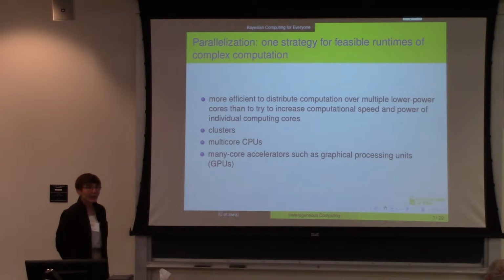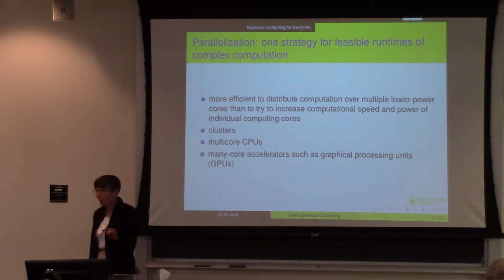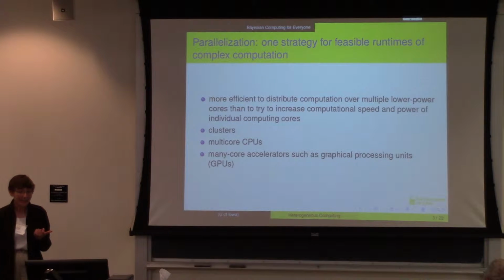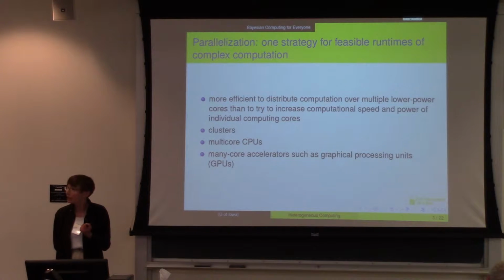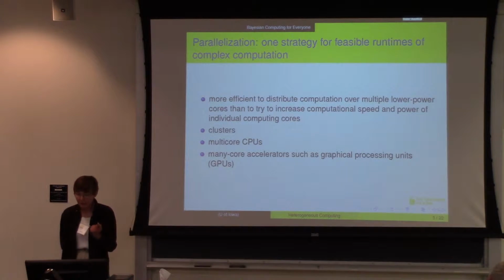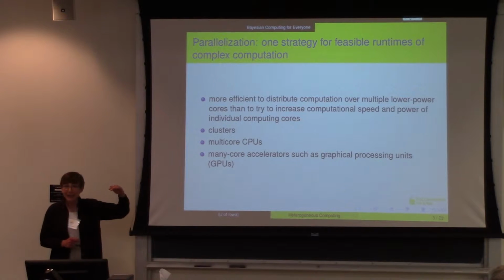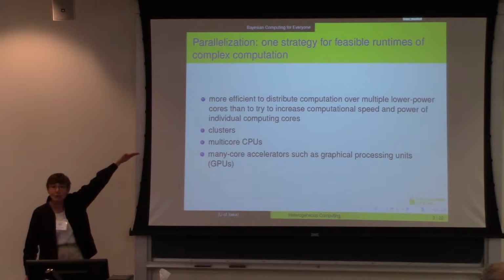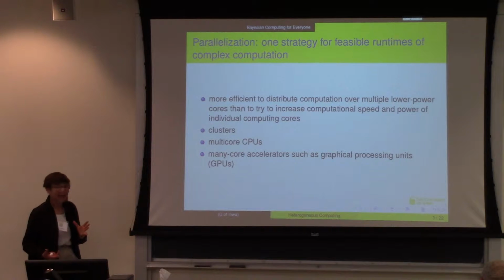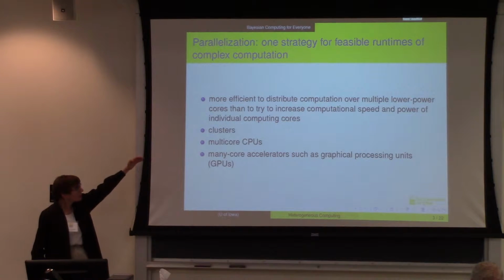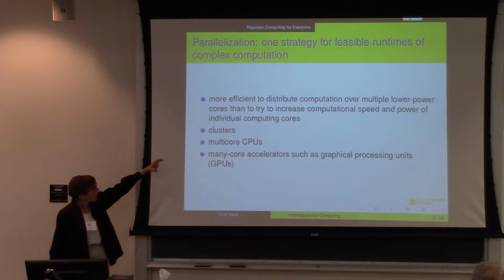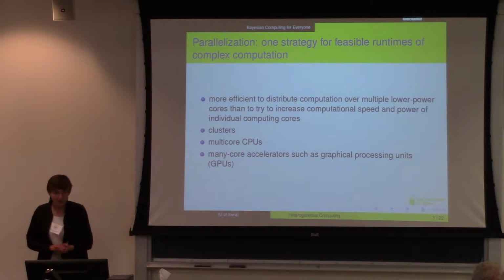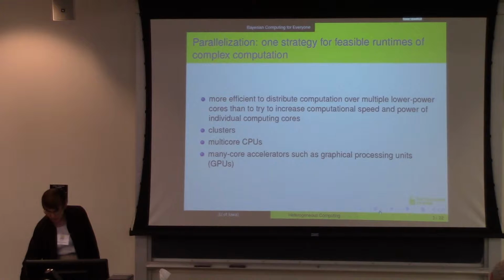So one way of making computation fast and feasible on low-cost hardware is parallelization. It's been learned years ago that it's more efficient to distribute computation over multiple low-power cores than to try to increase computational speed and power of individual computing cores. So there have been a lot of different parallelization strategies in hardware. Clusters of multiple computers. That's not going to meet my aim of availability. Multi-core CPUs, maybe, but they tend to be expensive and high power. How about many-core accelerators, such as graphical processing units? Well, that's the direction that I chose to go.